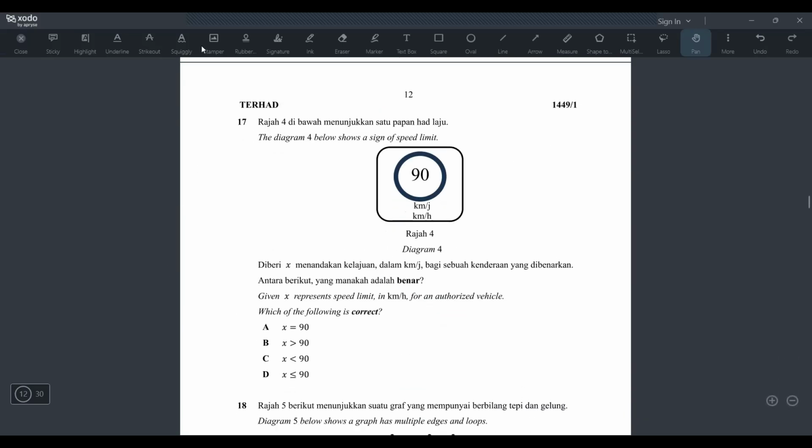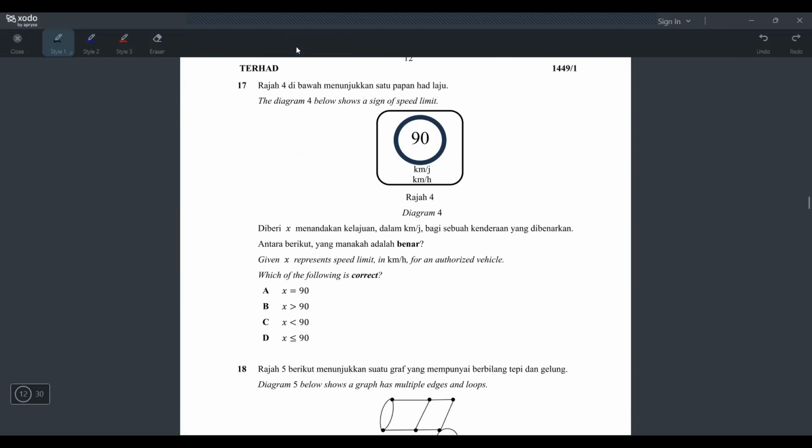Okay, continue. Number 17. The diagram 4 below shows a sign of speed limit. So the speed limit here is 90 km/h. Given X represents speed limit in km/h for an authorized vehicle, which of the following is correct? So if the speed limit is 90, it means you cannot drive faster than 90. It means your maximum is 90 only. So the symbol for maximum is less than or equal to 90. So the answer is D.